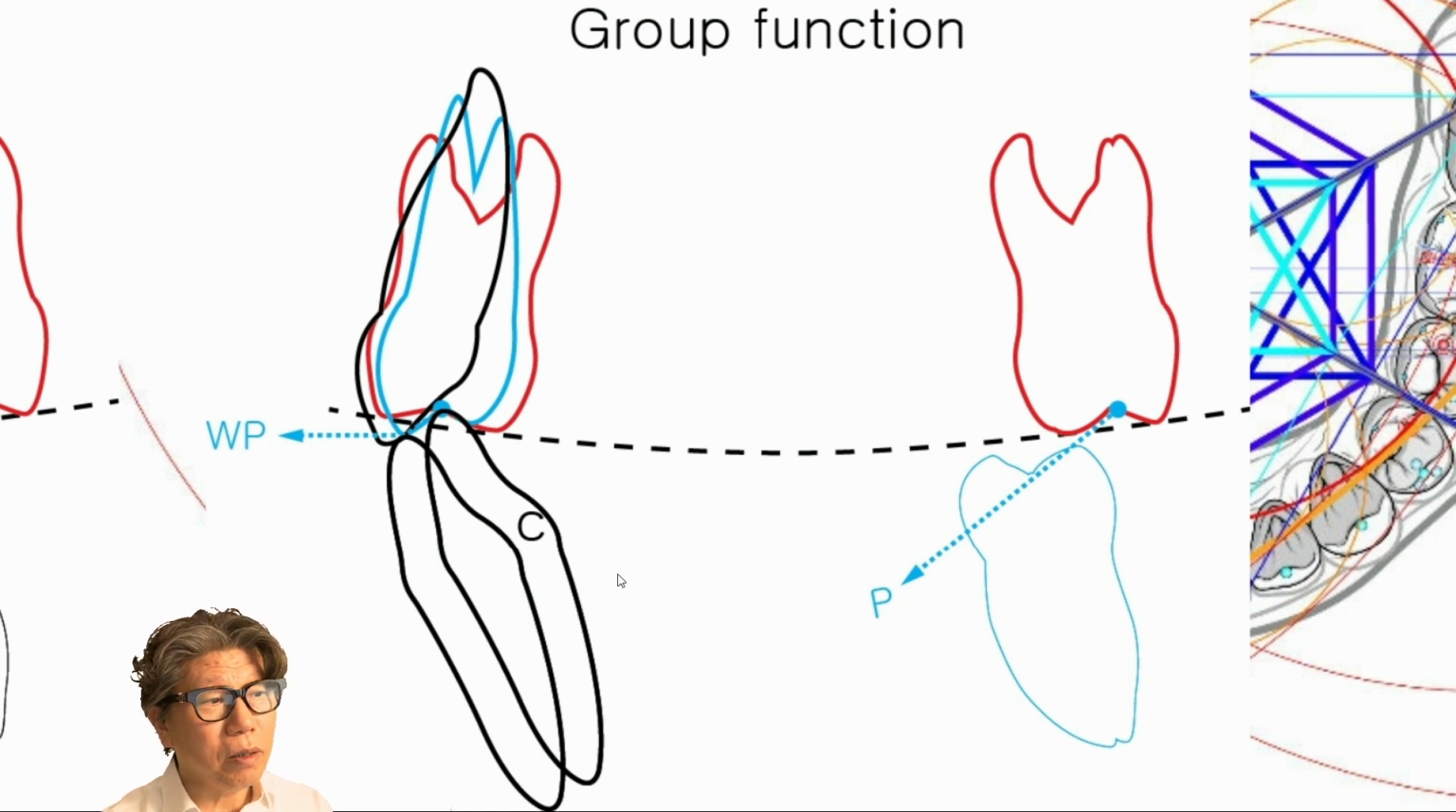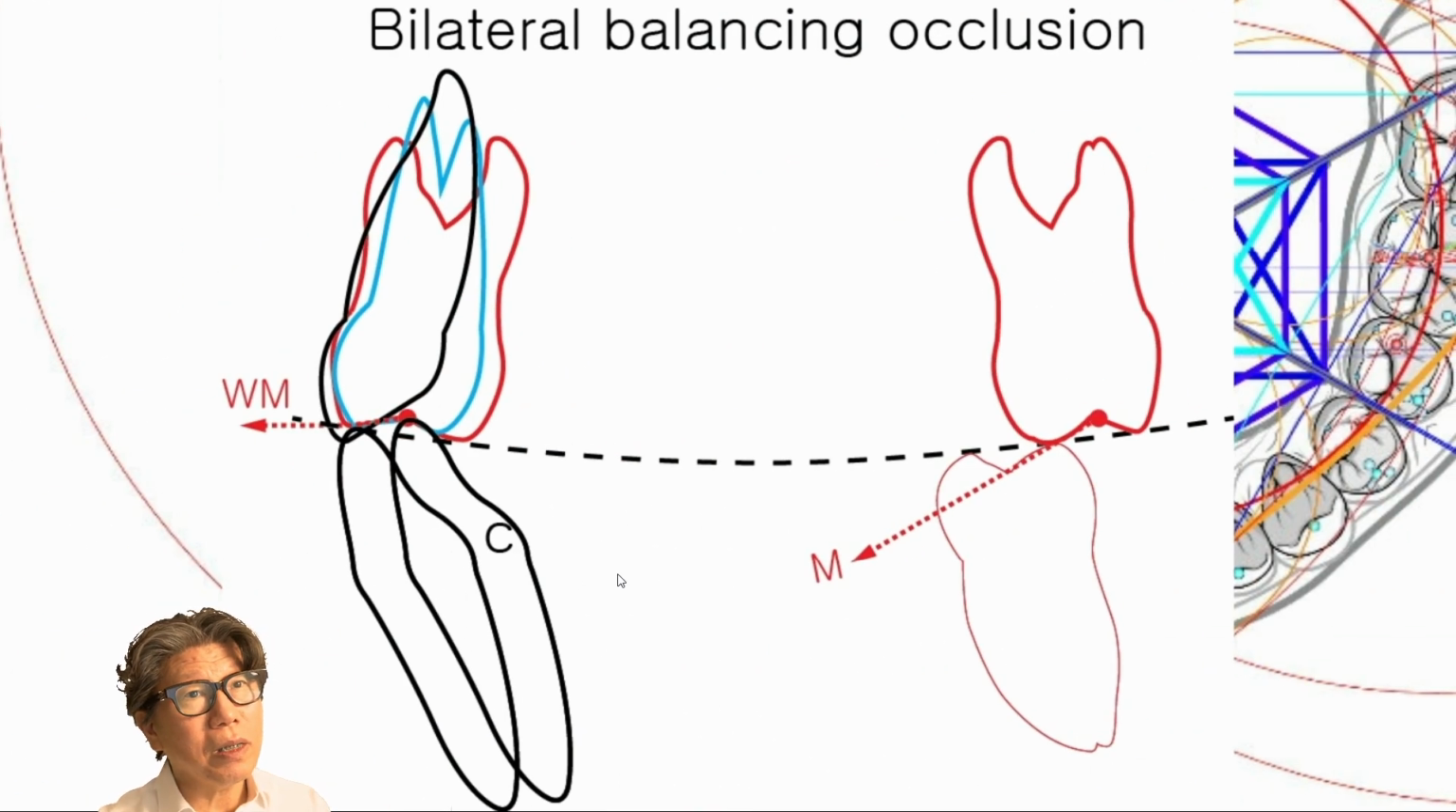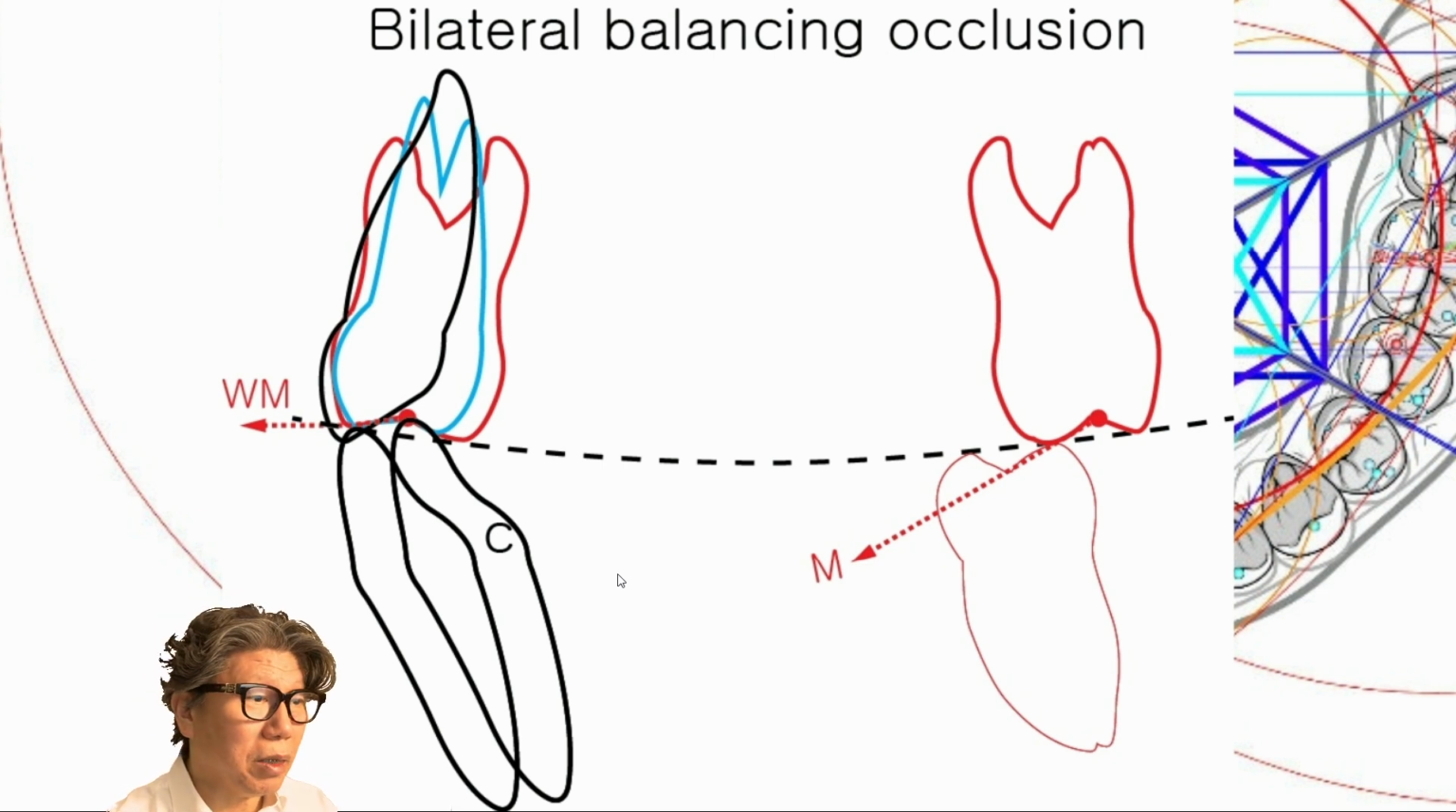However, among patients with malocclusion, there are many young patients with group function. These patients have group function but do not have periodontal disease. Therefore, it can be concluded that the issue is not with group function, but with occlusal load and the patient's healing capacity. Among malocclusion patients, there is also a significant number with bilateral balanced occlusion. However, young individuals do not have periodontal disease.